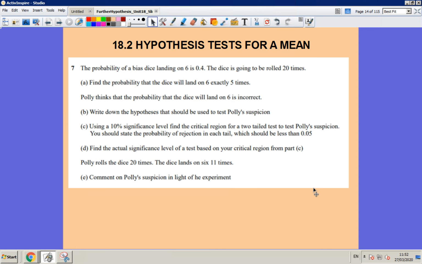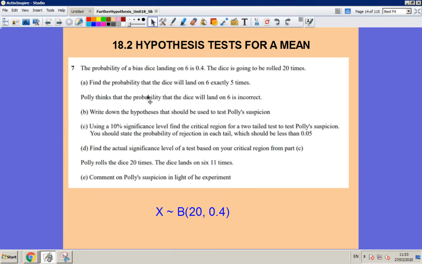Okay, so we're told that the probability of a biased dice landing on 6 is 0.4, and that the dice is going to be rolled 20 times. So we've got a discrete random variable X, where X is the number of sixes in our experiment. We know that it has a binomial distribution with an n value of 20, so we repeat the experiment 20 times, and the probability of success is 0.4.